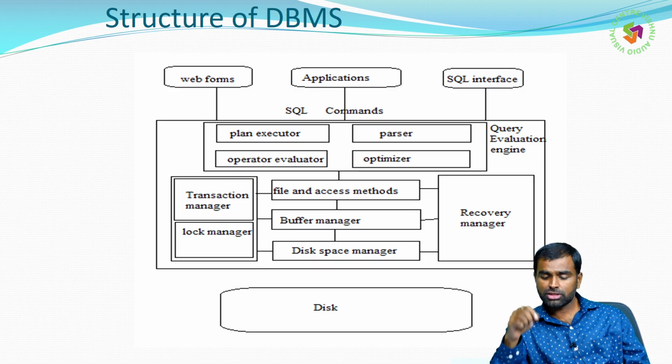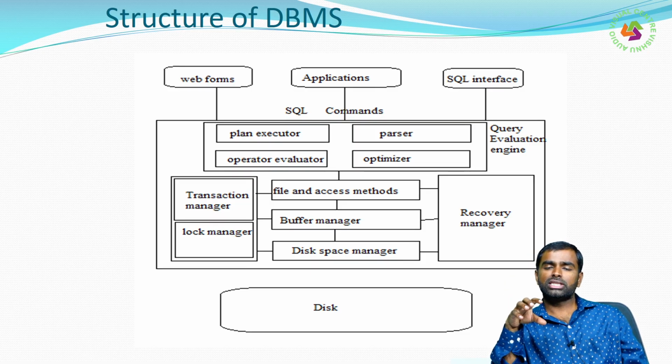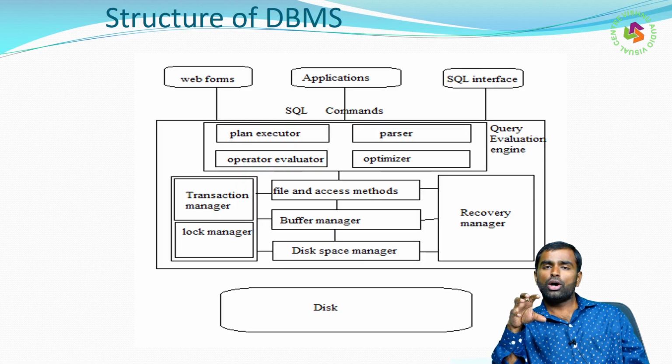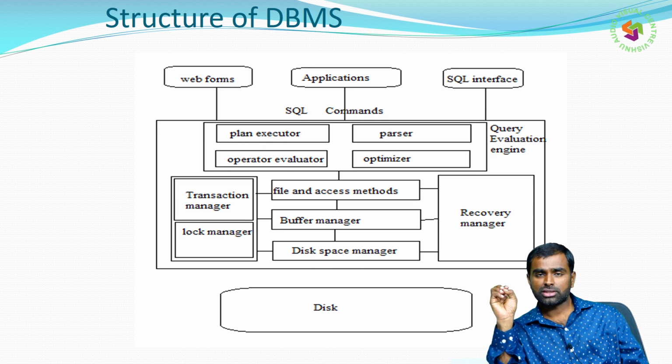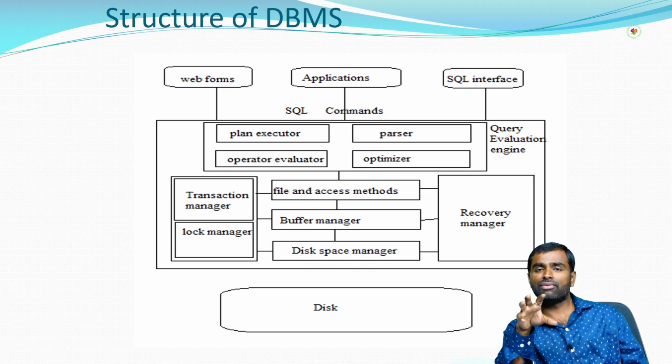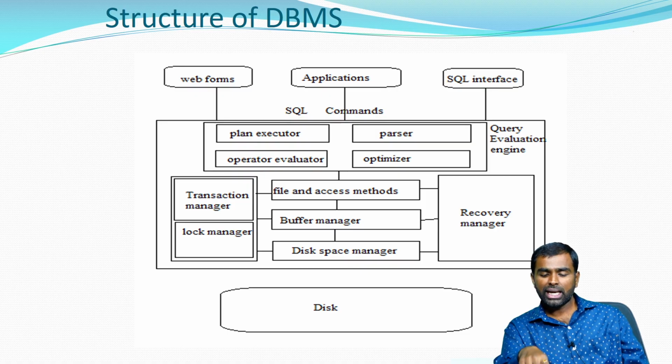First one, the files and access methods layer. The files and access methods layer sees which files to access for the query. For the query execution, which files do you need to access, which part of the database, which portion of the database you need to access to retrieve the data. That is taken care of by the files and access methods layer.